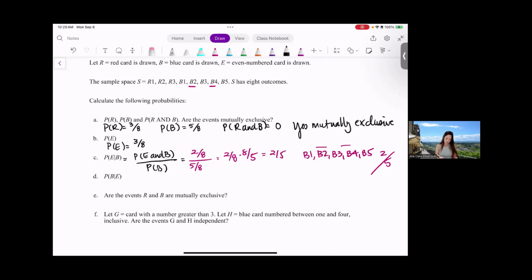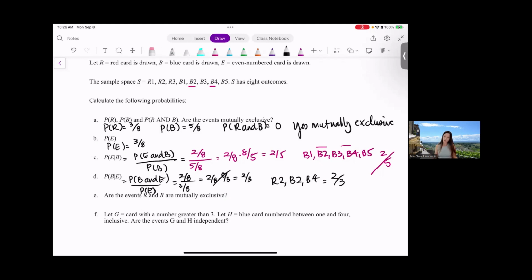Let's approach the next one the same way. This is the probability of B and E over the probability of E. We know that B and E is 2 out of 8. And the probability of even, there were 3 out of 8. That's 2 eighths times 8 thirds, which is 2/3. And then again, if we consider just the even cards, that was R2, B2, and B4, 3 total. Of those 3, 2 were blue, which gets me the same value.